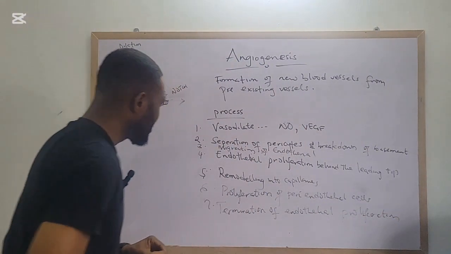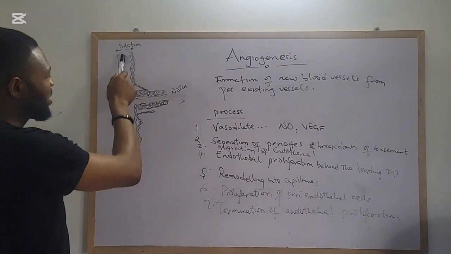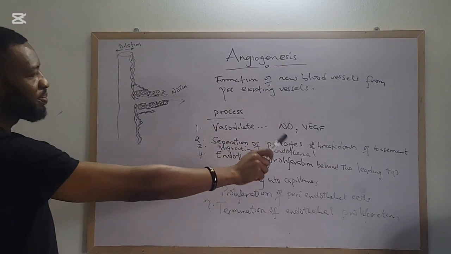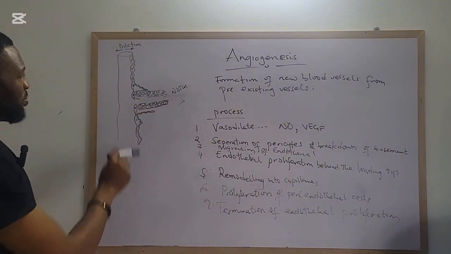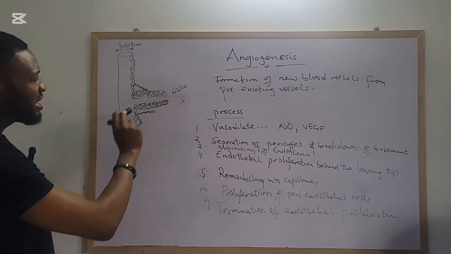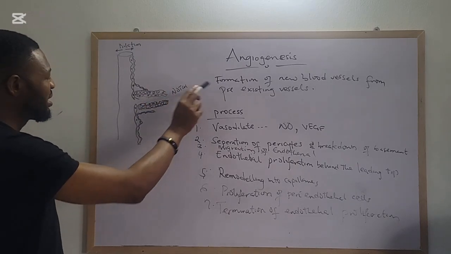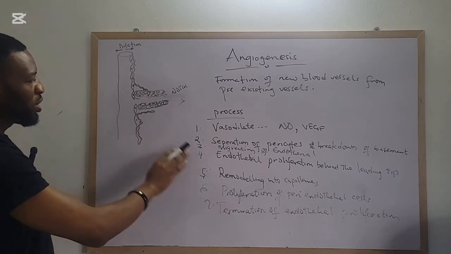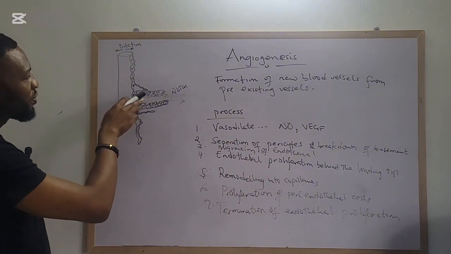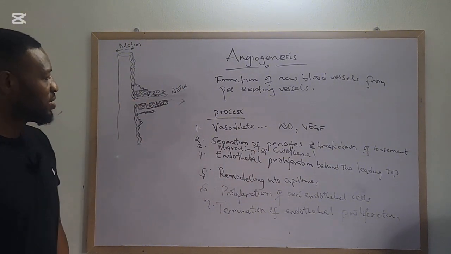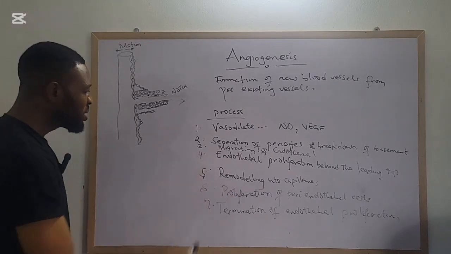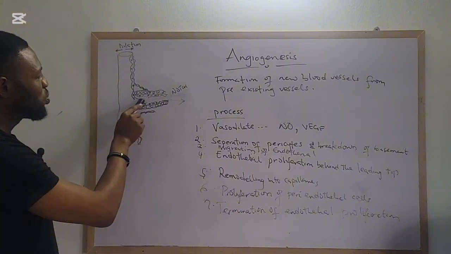Okay, so like I said earlier, the first step is vasodilatation, and then there will be separation of the pericytes and breakdown of the basement membrane. There will be migration of endothelial cells, and then there's going to be a formation of a leading tip that will direct the next step, which is the proliferation of endothelial cells, so that they will proliferate following that leading endothelial cell. After this proliferation has happened, there will be remodeling, so that the blood vessel will be functional.